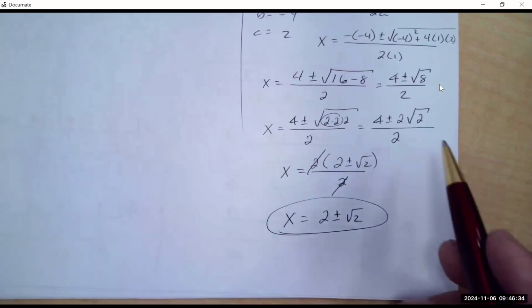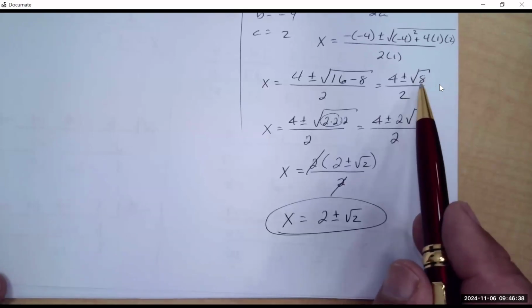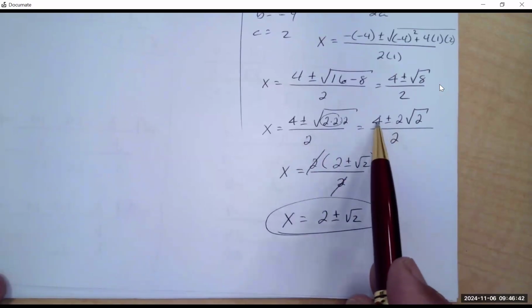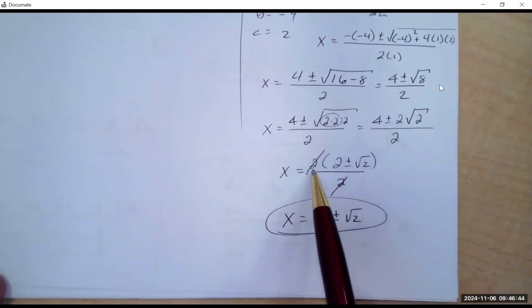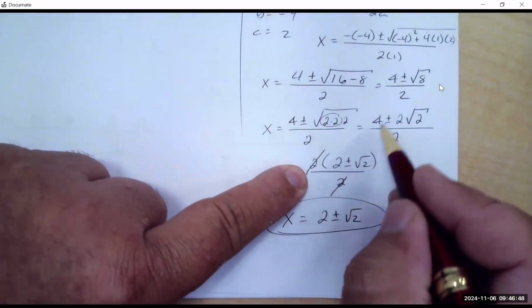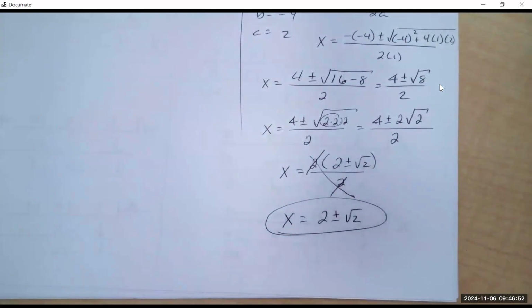Yeah, that's how we have to first simplify inside the radical. Square root of 8 is 2 times 2 times 2. There's a pair of 2's, so it comes out in front. 4 and 2 both have a factor of 2. I can take out 2, so 2 times 2 is 4. 2 times that is that. The 2's cancel.